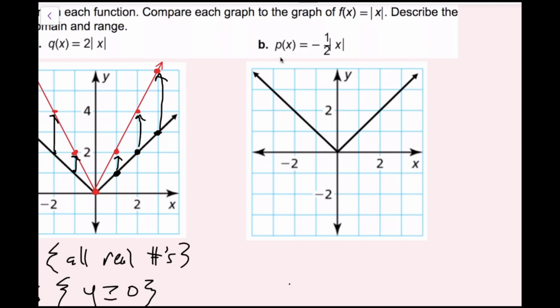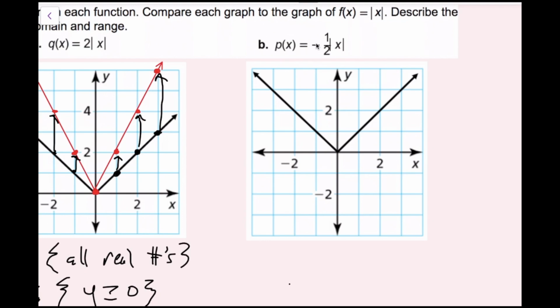So I look at p of x equals negative 1/2 of the absolute value of x, and I see that I have a 1/2 on the outside of this function, and I have a negative sign on the outside of this function. This means that I am doing a vertical shrink by a scale factor of 1/2. I can figure that out because it's on the outside of the function. Any vertical change happens on the outside of the function.